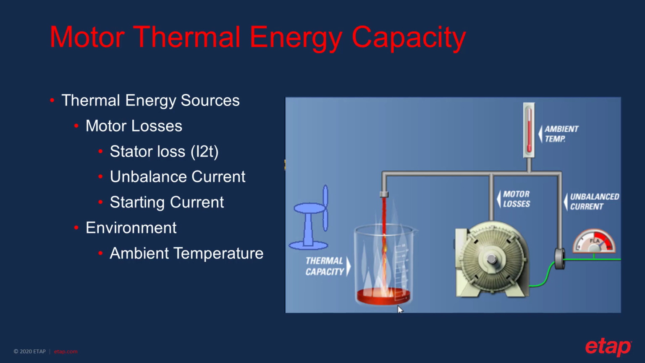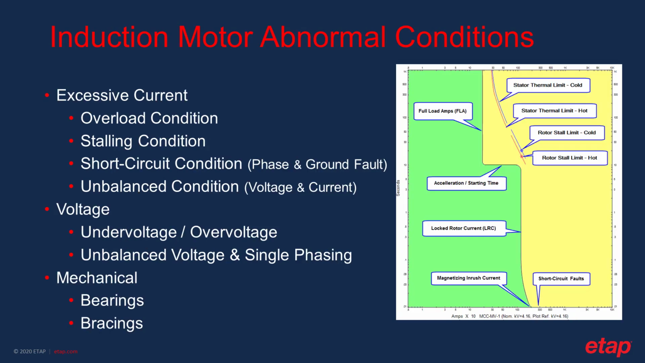These thermal limit curves are represented on the TCC curve as stator and rotor plot curves. As you can see, this is for the rotor and this is for the stator. These curves have both hot and cold. The meaning of hot is the motor is already started and you're restarting it again, or the motor was running and started again and comes into the running mode again.